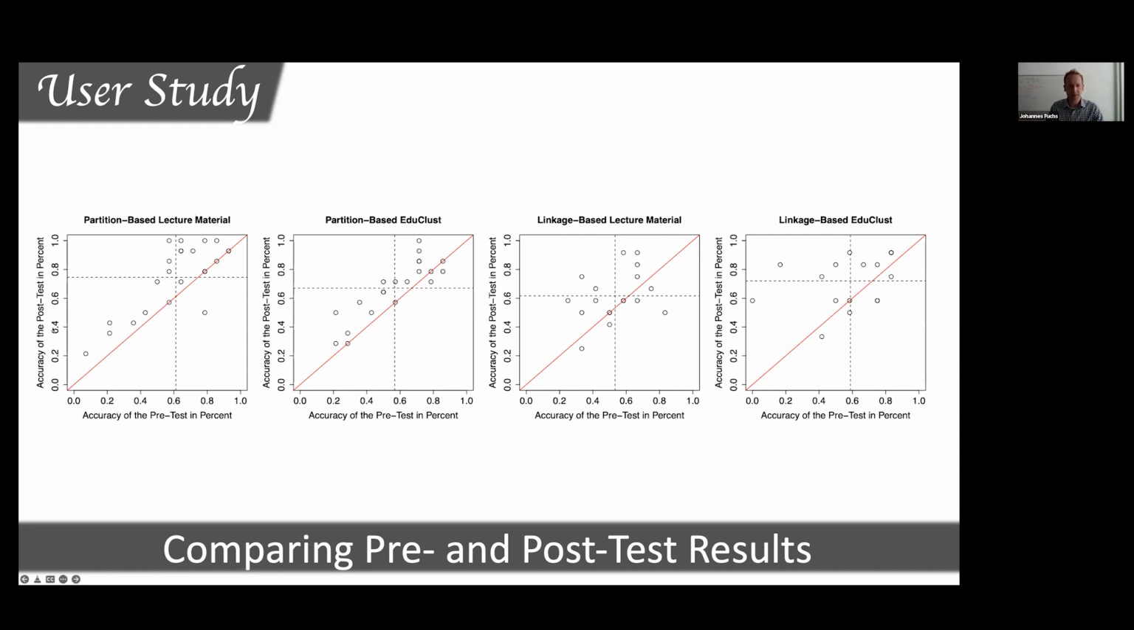The first scatter plot is about the first week, people preparing with lecture material. Second scatter plot, first week, people preparing with EduClust. This is the second week, people preparing with lecture material, and the second week, people preparing with EduClust, so a different topic. Okay, so now let's have a look at more aggregated information.